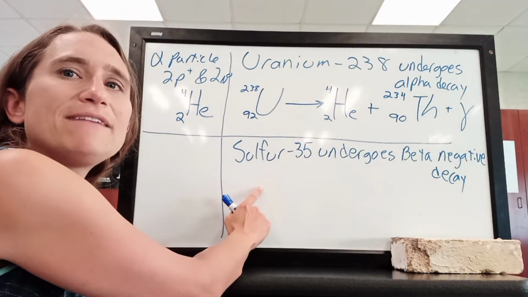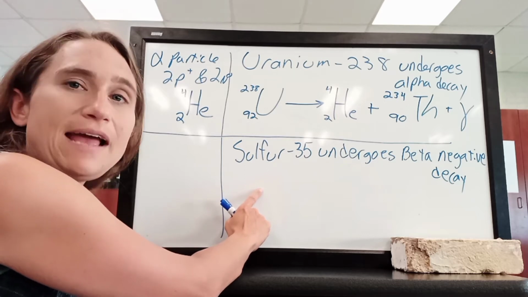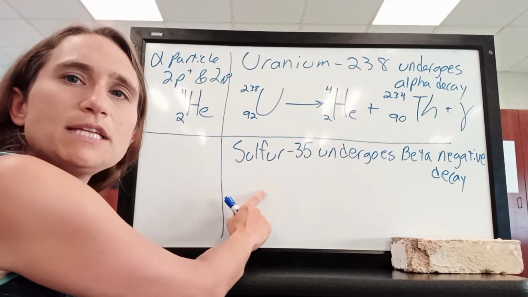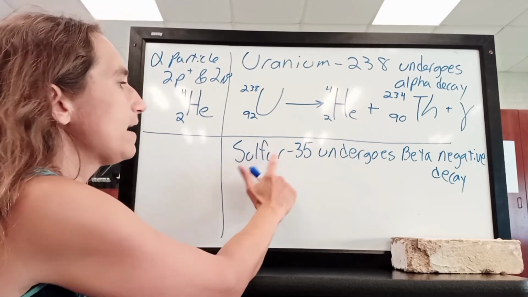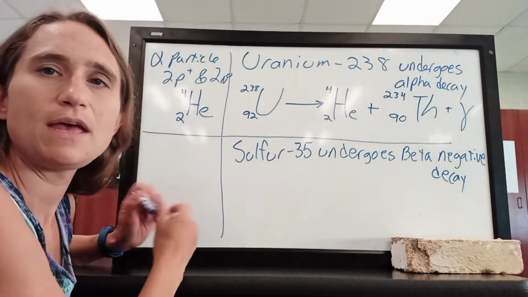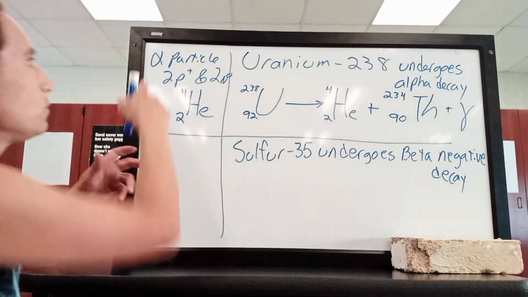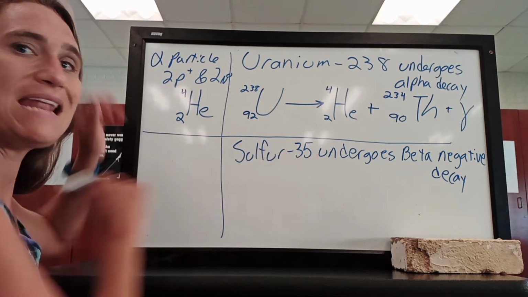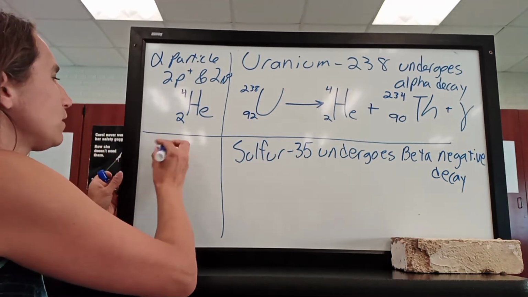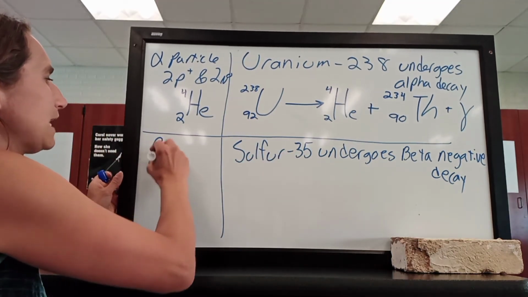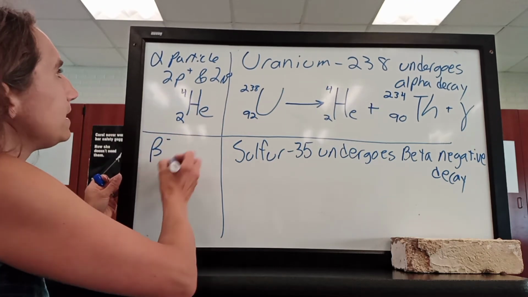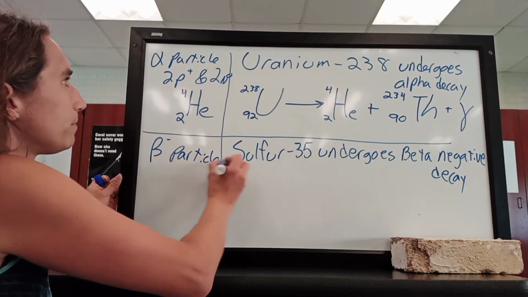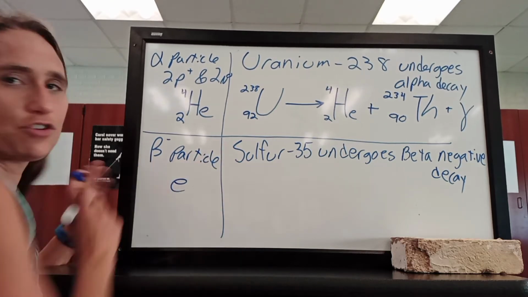So what if I have beta decay? We're going to do beta negative. We're not going to worry about beta positive because it's just one more thing. Let's look at beta negative decay. Okay, I have sulfur-35, and it's going to undergo this beta negative. Well, in our alpha particle, I had 2 protons and 2 neutrons. A beta negative particle is actually simpler than that. Beta looks like that, by the way. Okay, a beta negative particle is just an electron.